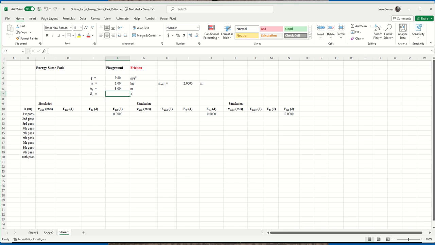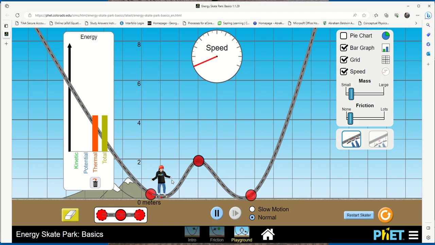Now, what about the initial energy? Well, remember, the skateboarder is starting from rest, and we're just doing this once. We're starting from rest, and he makes, again, 1, 2, 3. You get the idea. He's going to make 10 passes. Well, the initial energy, remember, he's starting from rest. So his initial energy is mgh.